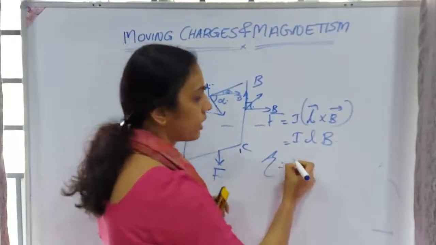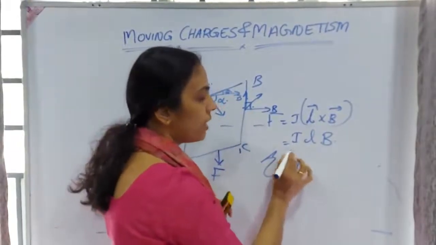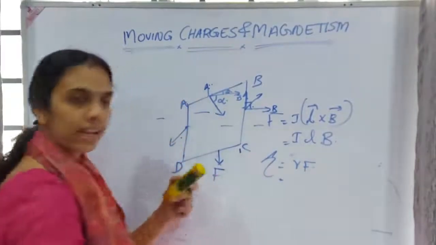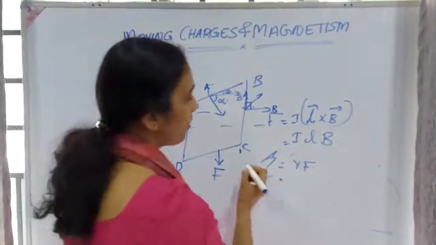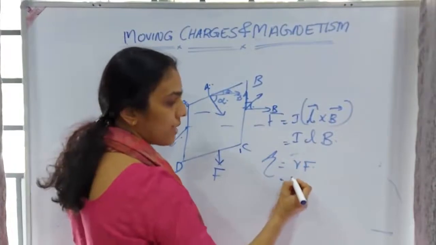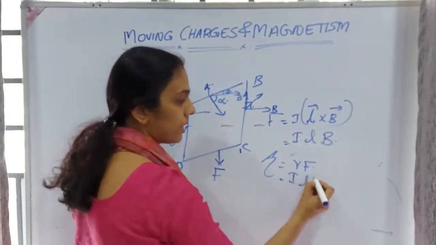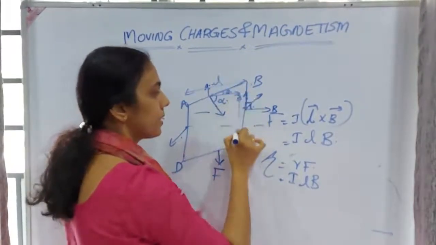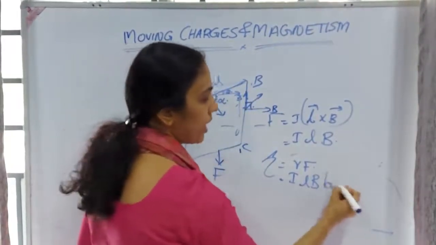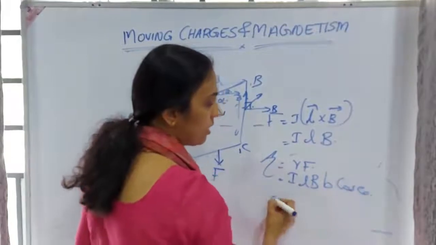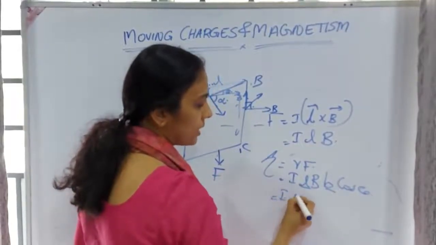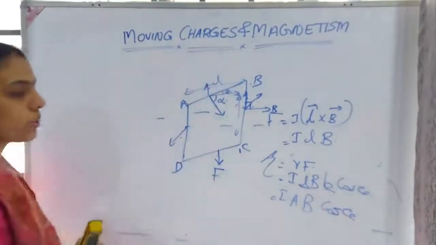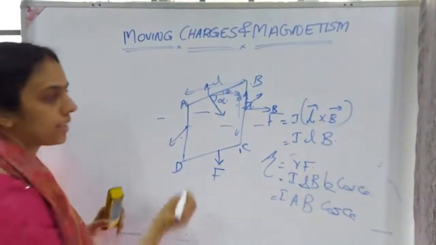Torque, how can we find it out? R cross F. So here we will write it as R into F sin theta. So RF, what is this perpendicular distance? B cos theta you will get. Breadth is B, this is length L and this is breadth B. So here LB cos theta you will get. So L into B, you will get it as IAB cos theta. So here torque equals IAB cos theta.